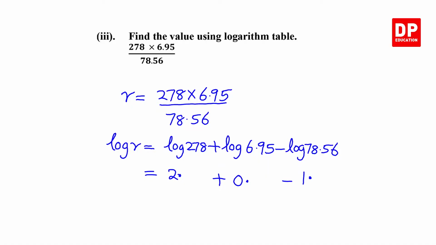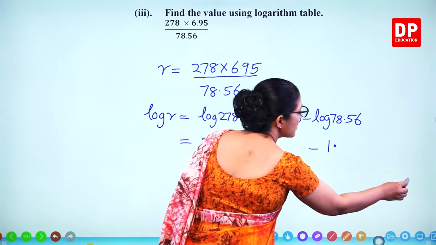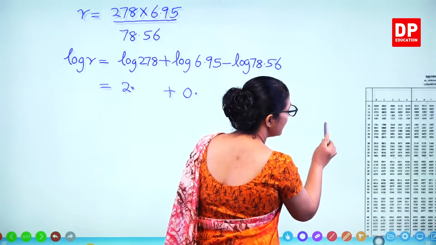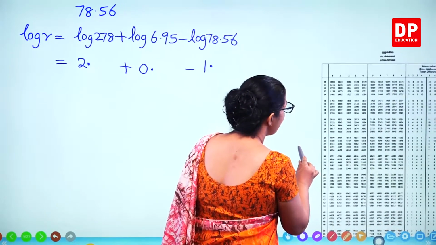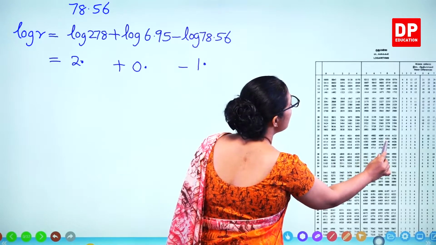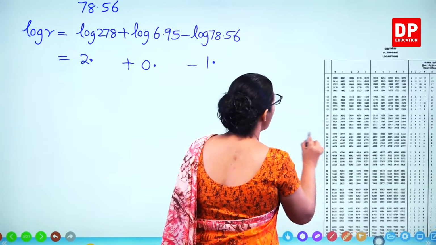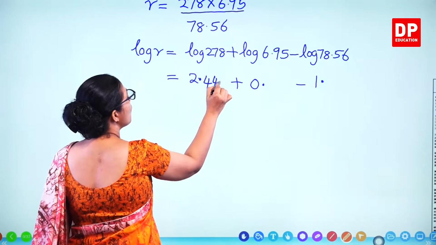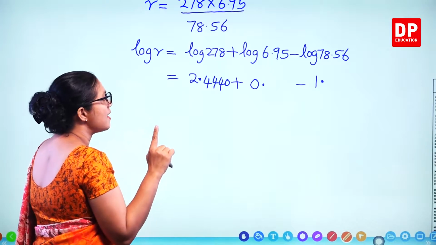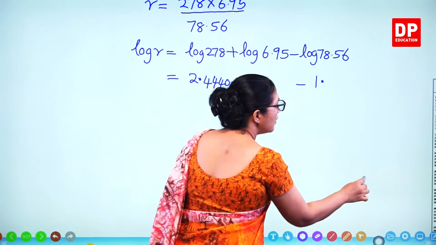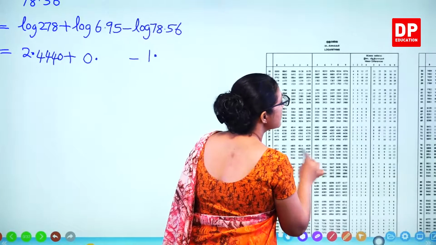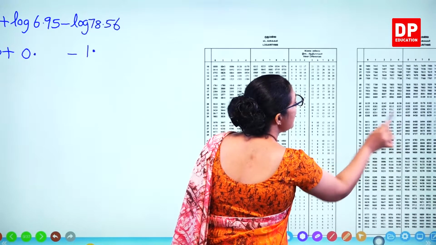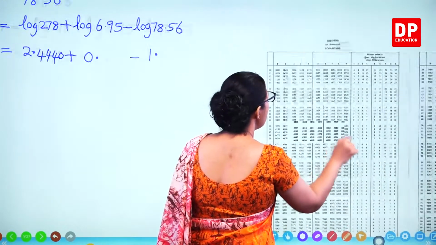Now we have to refer to the table. So you have to refer 27, 8. That gives 4440. Then 69, 5. That's the second table. That gives 8420.